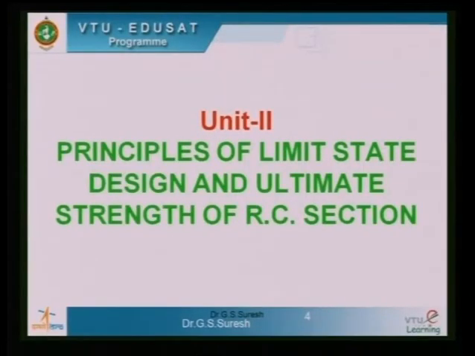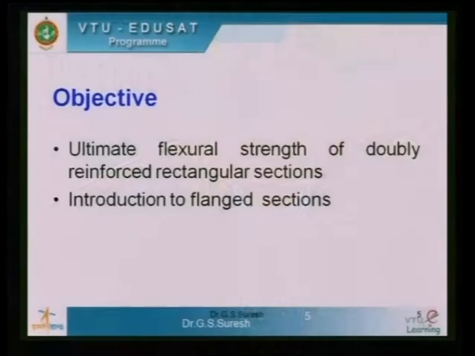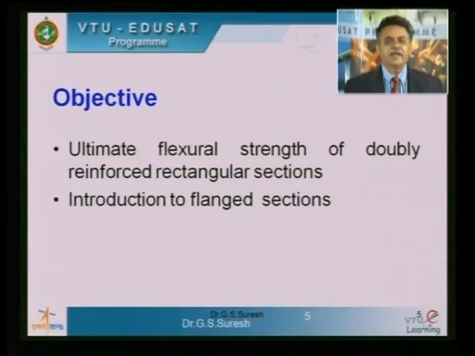We shall continue with our unit 2 on principles of limit state design and ultimate strength of RC section. Today I am going to show you how to calculate the flexural strength of doubly reinforced rectangular section at ultimate, and at the end I will also introduce you to the flanged section, wherein a beam cast along with the slab is called a flanged section. So we shall see more detail at the end of this class.